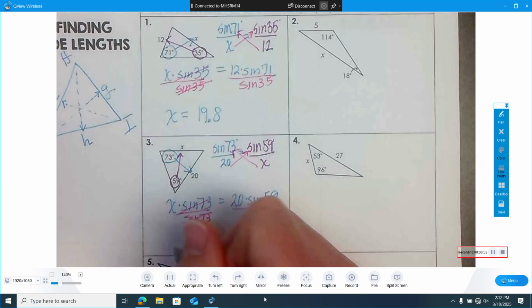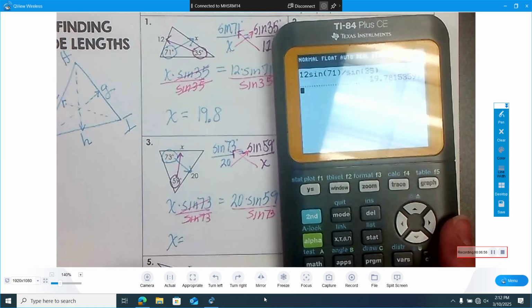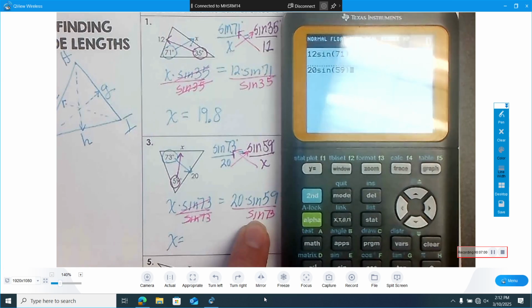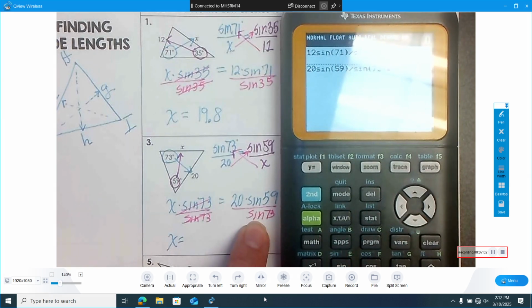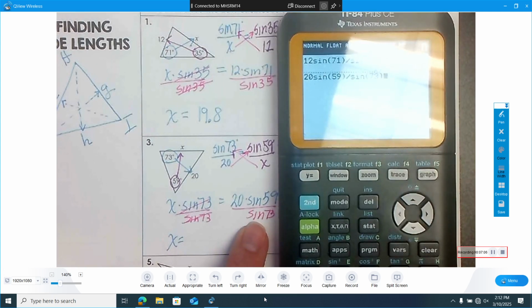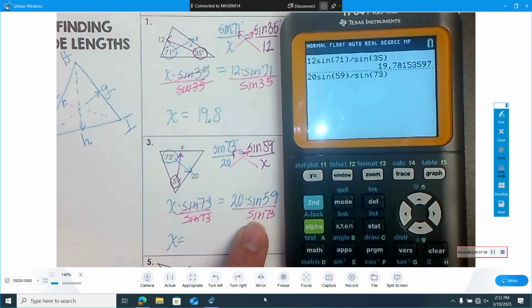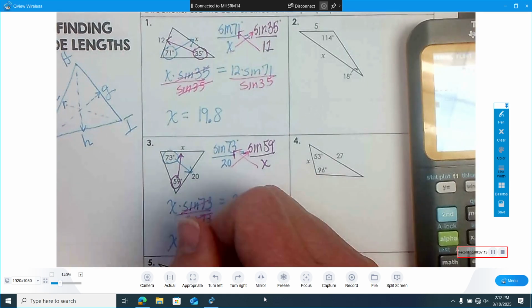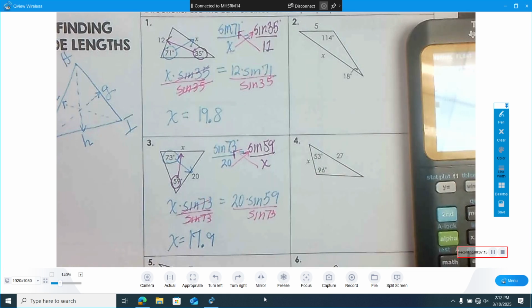Alrighty. So we get in our calculators. I get to just type that in. A good idea just to do it along. Make sure you're getting the same answers as me. So pretty easy to type that in directly. And we get 17.9.